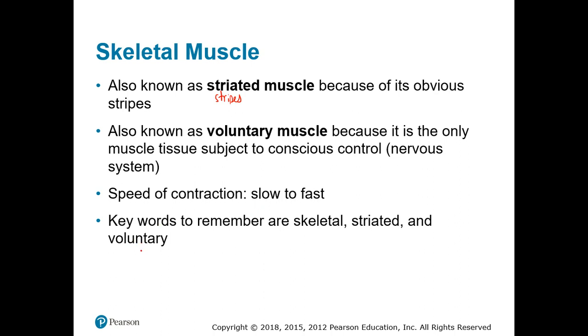A couple key words to remember when we're thinking about skeletal muscle are: one, skeletal, so it's attached to our skeleton. It's striated, it has stripes, and it's voluntary, which means we have control over it.